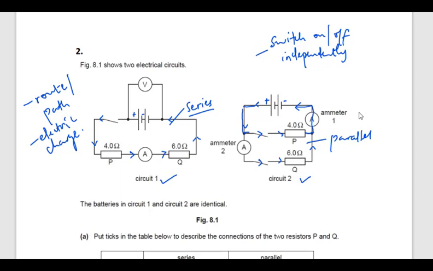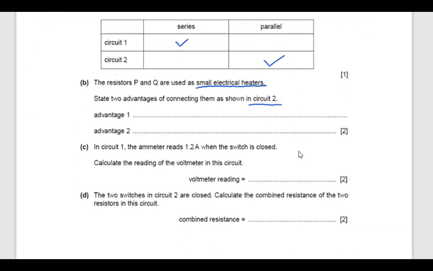Another advantage is that these two heaters get full voltage from the power source because they are connected independently to the power source. So they get the full brightness from the full voltage of the power source. So any of these three is okay.